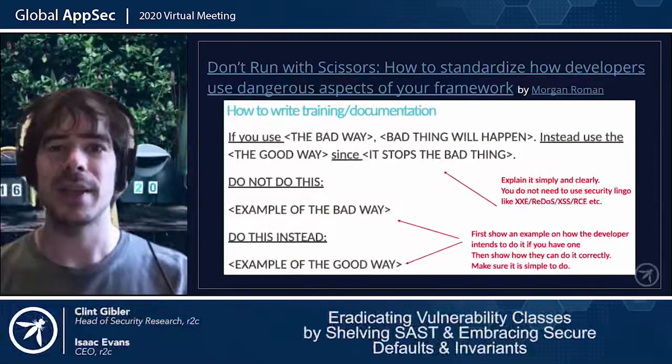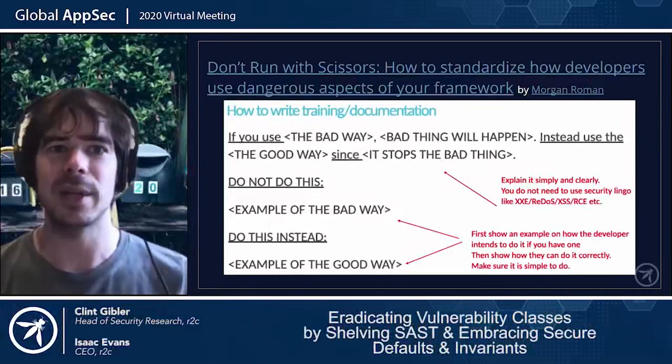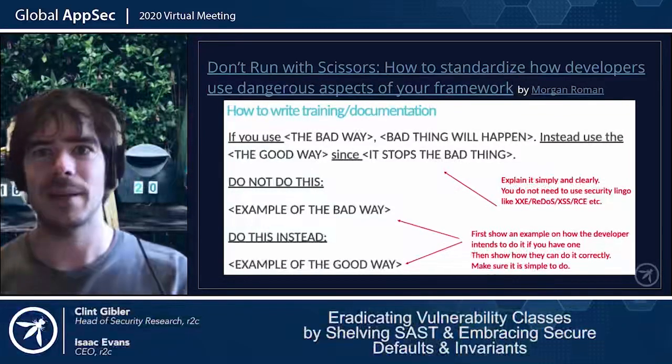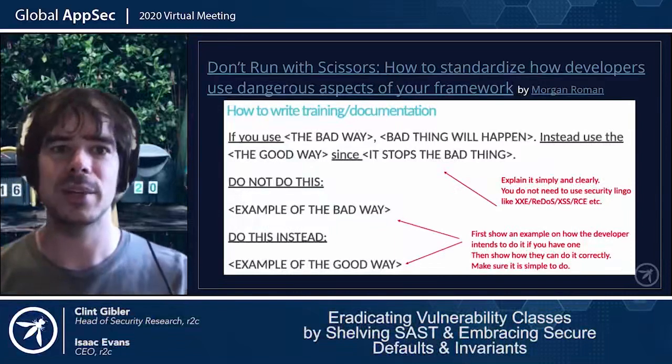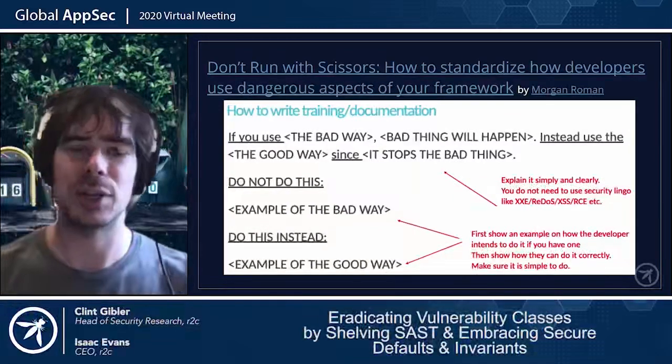But one sort of meta structure he recommended for communicating to developers is, if you use this bad thing, a bad thing will happen. Instead, do the good thing, and it stops the bad thing. Here's an example of what not to do. Here's what to do. So again, straightforward, but I think it emphasizes clarity and actionability, which is great.